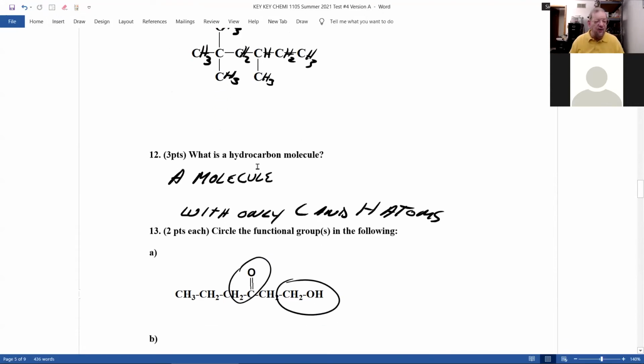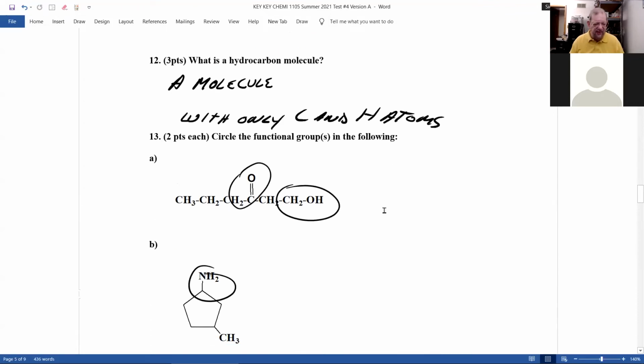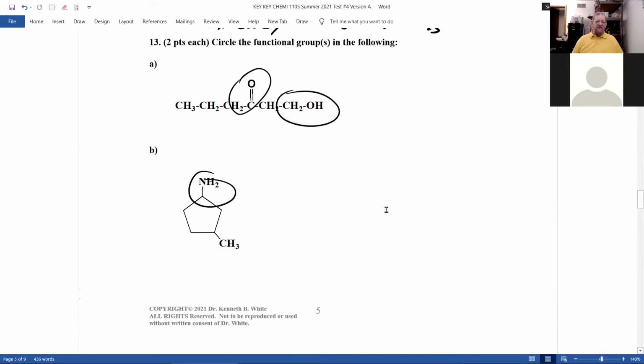All right. What is a hydrocarbon molecule? It's a molecule with only carbon and hydrogen atoms. All right, circle the functional group. Now here, if you circle stuff that was wrong, I took off a point, but I wouldn't give negative points. I've never done that in tests. And for A, look for what's different. Oxygen, 2 places, and you circle it.